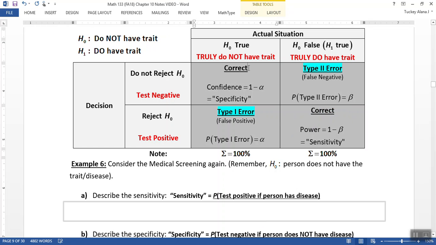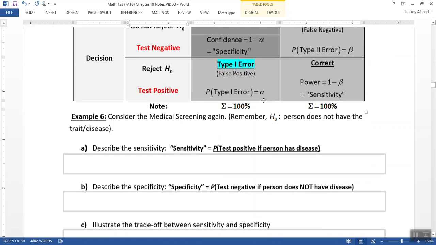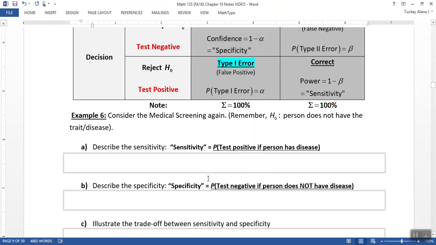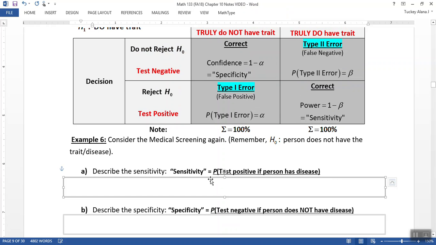Specificity over here is the probability that they test negative given that they truly don't have the disease. What's the chances they're going to test negative? And that is the specificity. All right, now let's think about this for just a second.